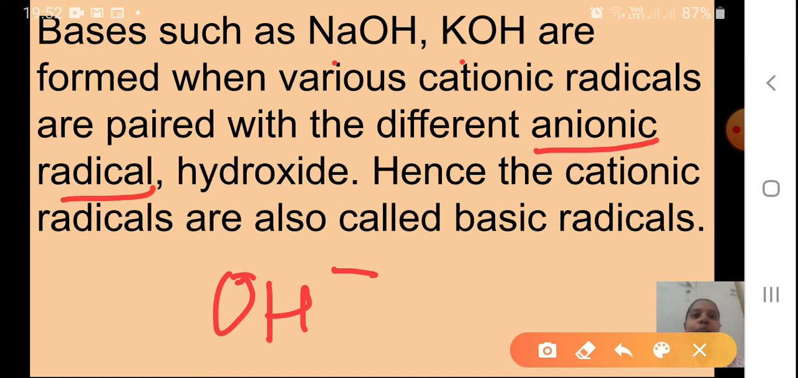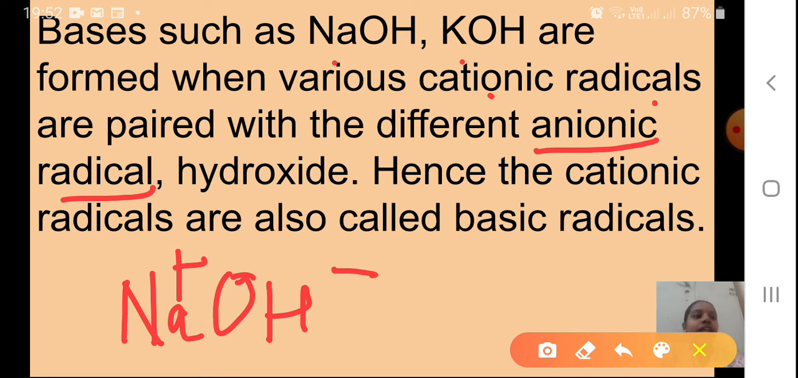Is it pairing with Na+? Yes, Na+ is the cationic radical, pairing to form NaOH. So hence the cationic radicals are also called basic radicals. Did you understand this concept, students? I hope you understood. Just remember cationic radicals we also call basic radicals.